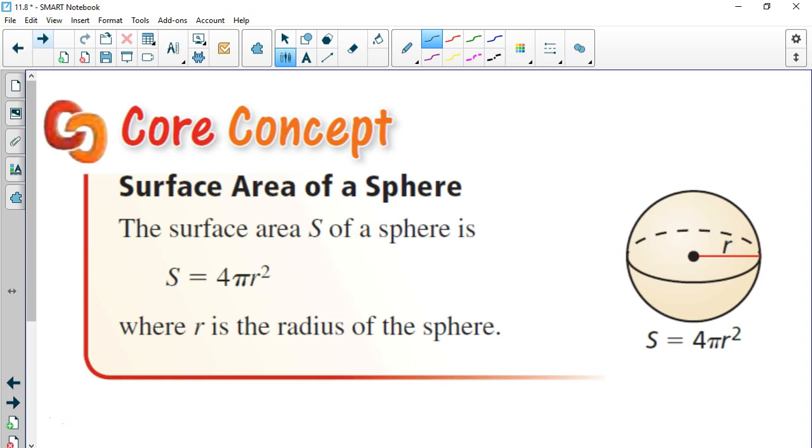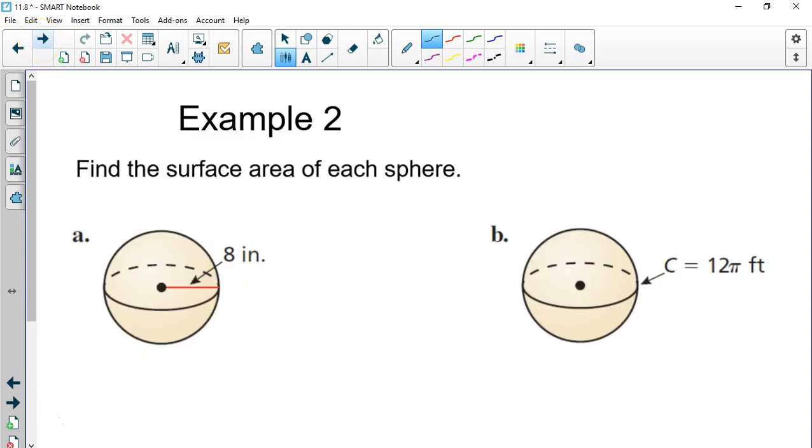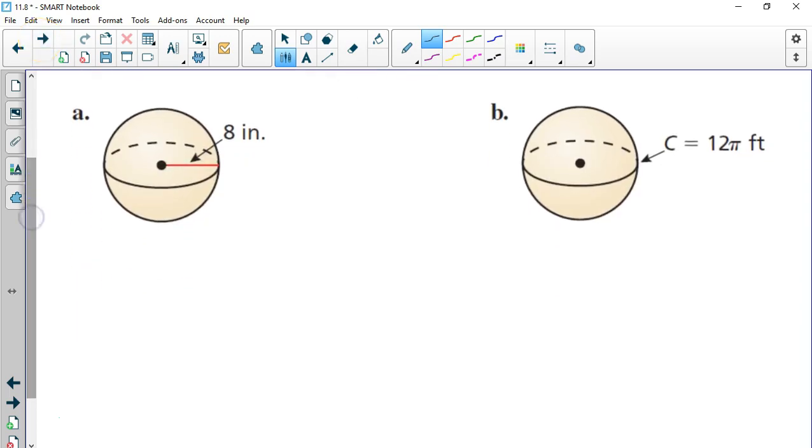The formula for that is very simple. It's 4 pi r squared. Going back to what we've been talking about all the time, what is pi r squared? That's the area of a circle. Well, the area of the circle times 4 is the surface area of that sphere. All right, so here we go. We are given the radius, so we're good to go here.